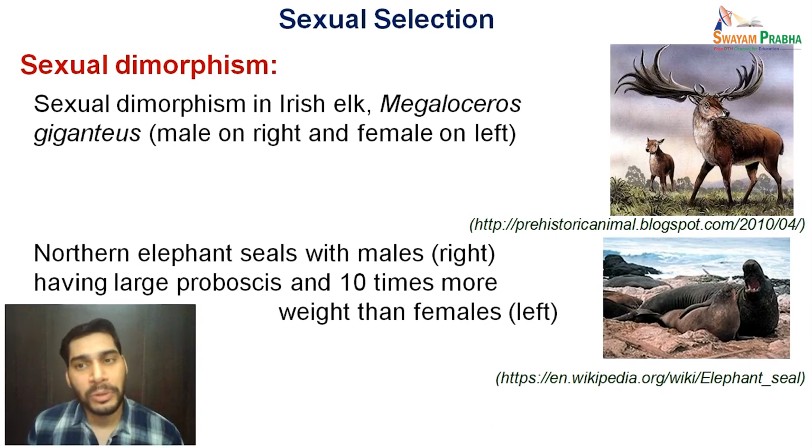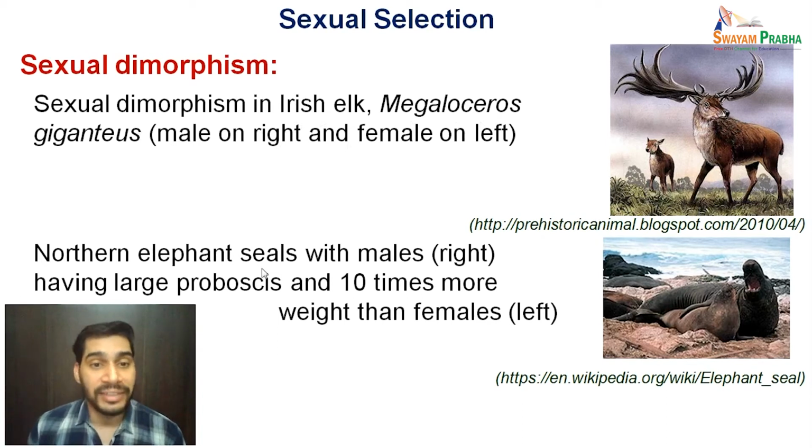It is not only about the birds, or it is not only about the physical attractiveness. It varies along a spectrum of characteristics. For example, the sexual dimorphism in Irish elk, Megaloceros giganteus. Here you can see this is the male and this is the female, which is not just smaller as compared to the male, but you can see the antlers in the males. So it is all about the strength that is being selected by the female.